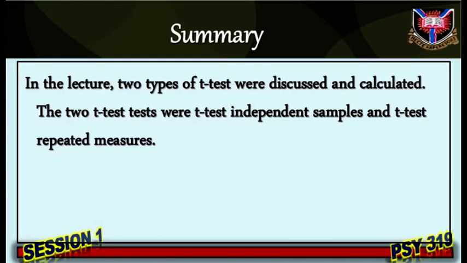Summary: in this study section, two types of t-tests were discussed and calculated. The two t-tests were the t-test for independent samples and the t-test for repeated measures.